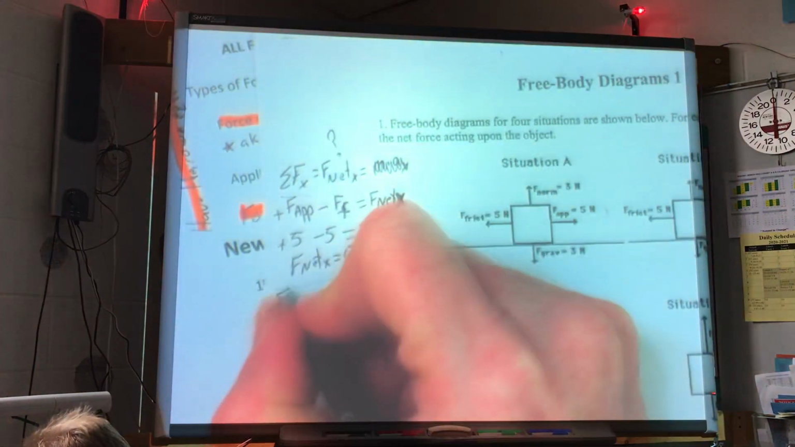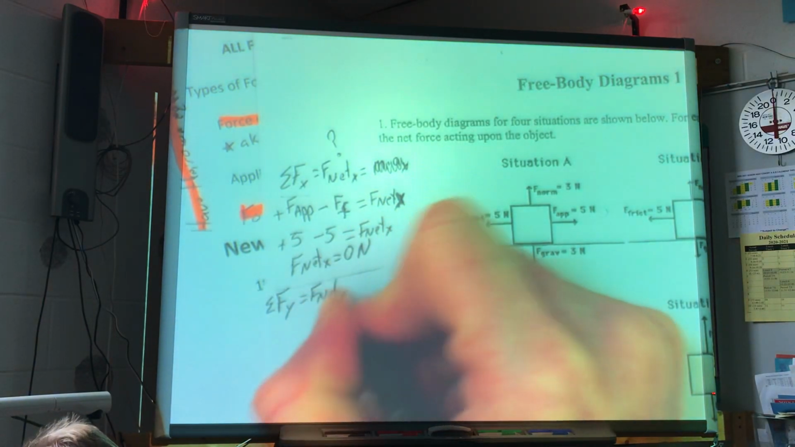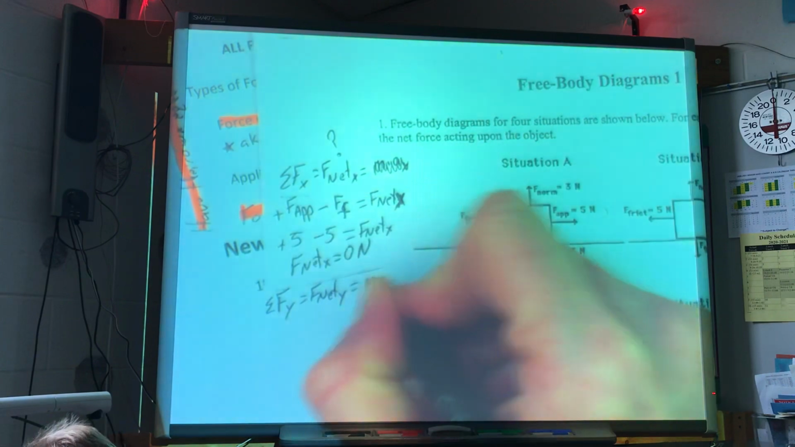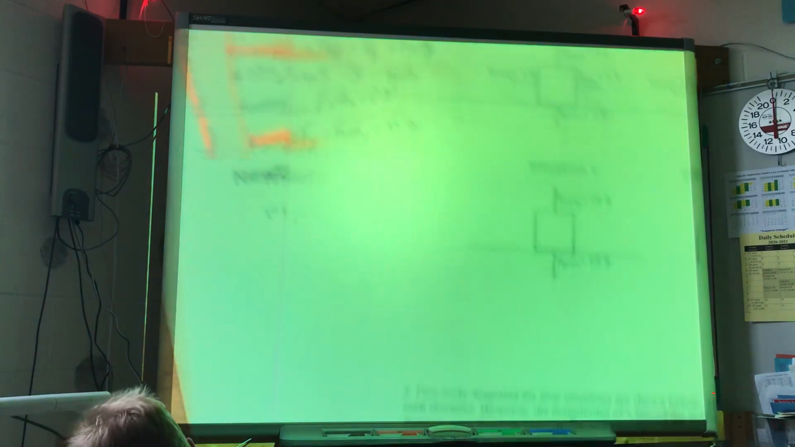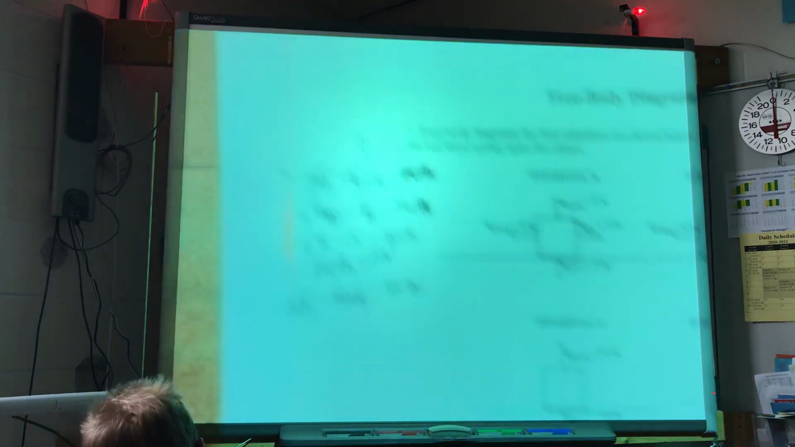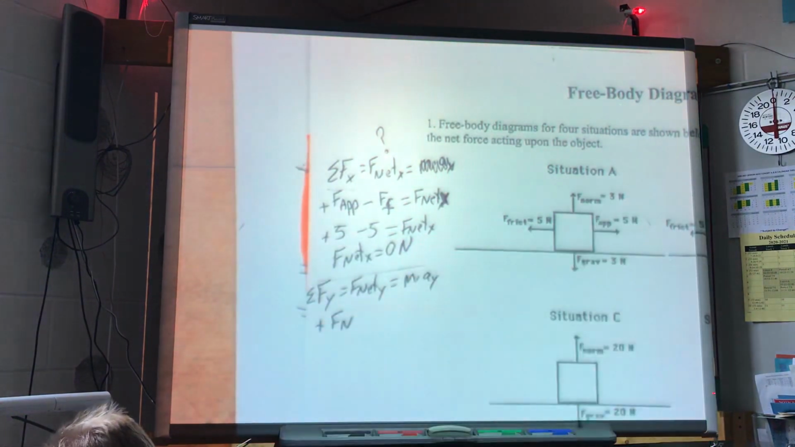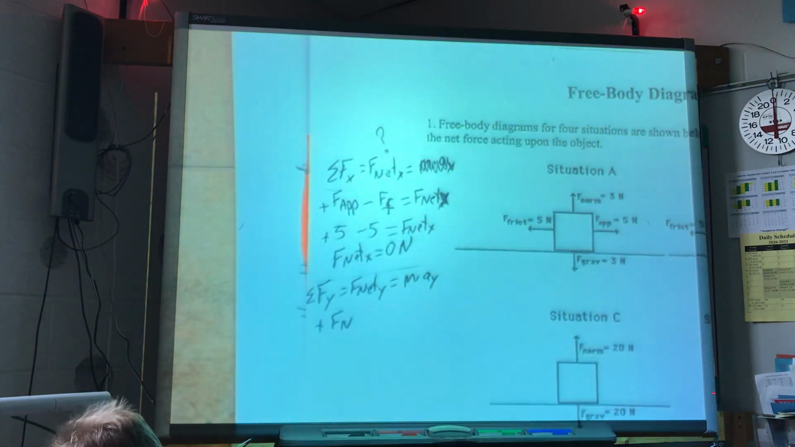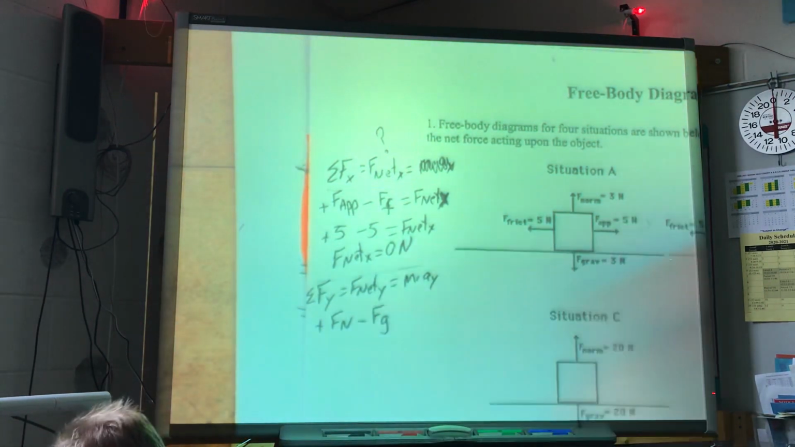Then we do the exact same thing. The sum of all my forces in the y direction is equal to F net in the y direction, which is equal to mass times acceleration in the y direction. Now in the y direction, we add our ups and we subtract the downs. So we add all of the forces that are going up, and that would be my normal force. I subtract all of my forces going down, that's my F of G.